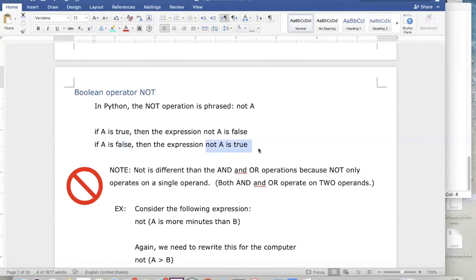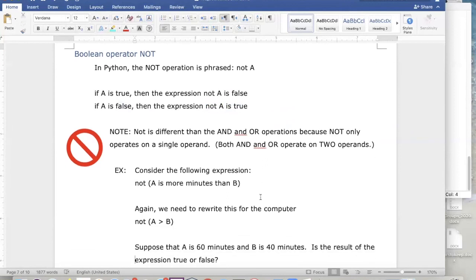It returns true. Note that the not operation works a little bit differently than the and or the or operations because it only operates on a single operand, whereas the and or operations both have two operands that they connect together. So let's look at some examples.